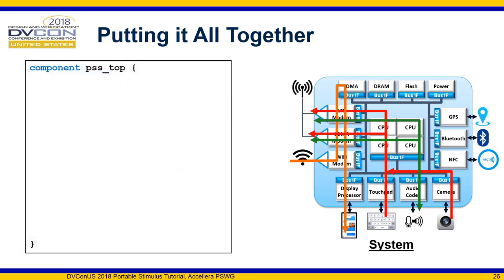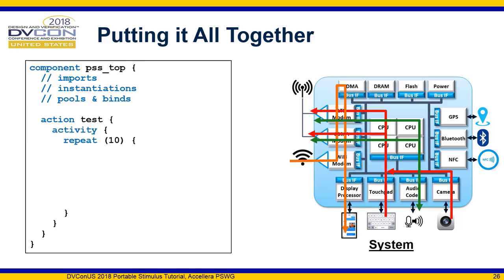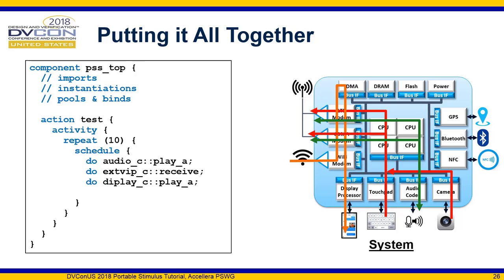So at the top level, the point over here is how easy it is to integrate these scenarios together once you have them. We've got to do our imports to bring in the right packages, our instantiation of all the components, and our pools and binds to connect up everything the way our design says it should be. But then at the very top level, maybe our activity is, for 10 iterations, schedule playing something on the audio codec, receiving something on either one of the 2 modem VIPs, playing something on the video codec for the video or Wi-Fi, and a message, right?